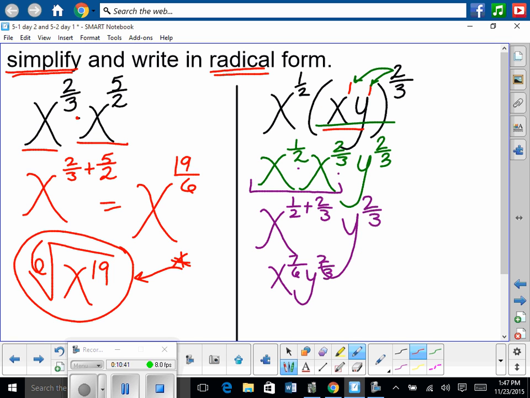So now we'll rewrite it in radical form. Well, let's just do it. Isn't this just x to the 7/6 times y to the 2/3? Yes. Okay, so let's rewrite each piece in radical form. That's the 6th root of x to the what power? Times the cube root of y to the 2nd power. And there's our final answer.